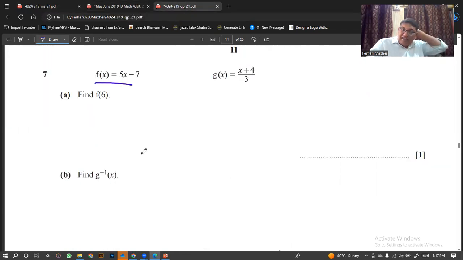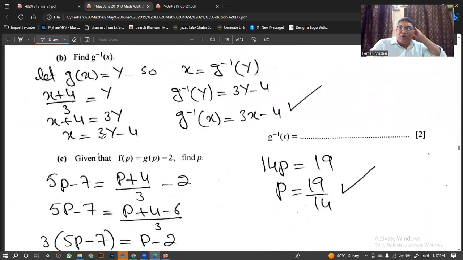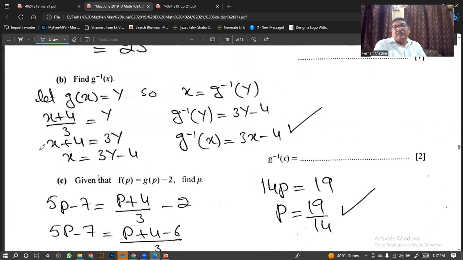Then the B part is find g inverse of x. This is the function, and we want to find its inverse. So first of all, let g of x equal y. So x will be equal to g inverse of y. This sentence we write whenever we want to find the inverse. In the place of g of x, I will put its formula, that is (x plus 4) divided by 3 equals y. That 3 will go on the other side and multiply there. This 4 will go on the other side, it will subtract there.